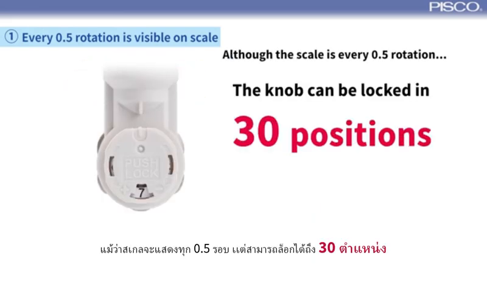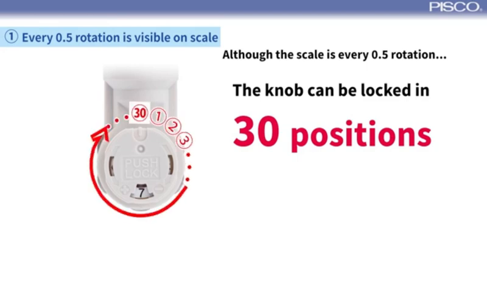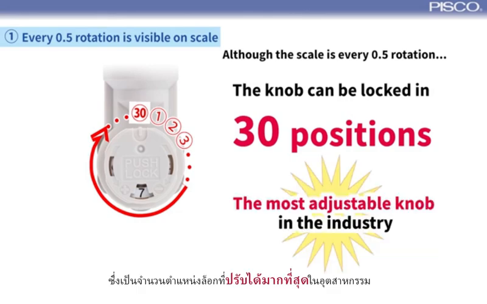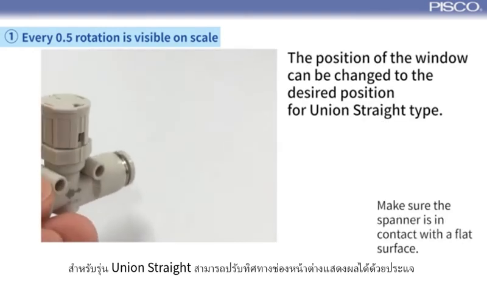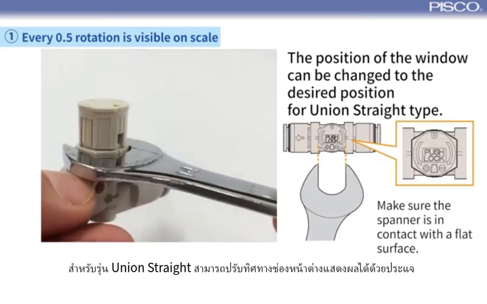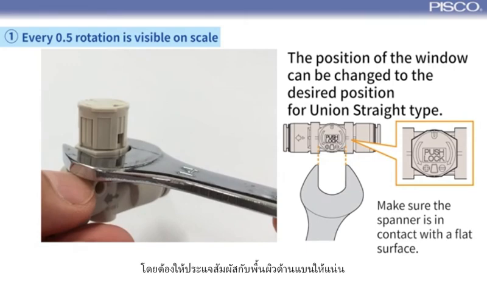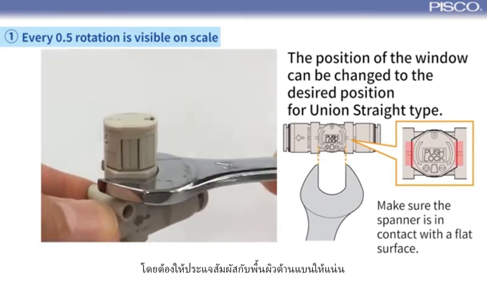Although the scale is every 0.5 rotations, it can be locked in 30 positions. It has the most adjustable locking positions in the industry. The position of the window can be changed with a range for union straight type. Make sure the spanner is in contact with a flat surface.